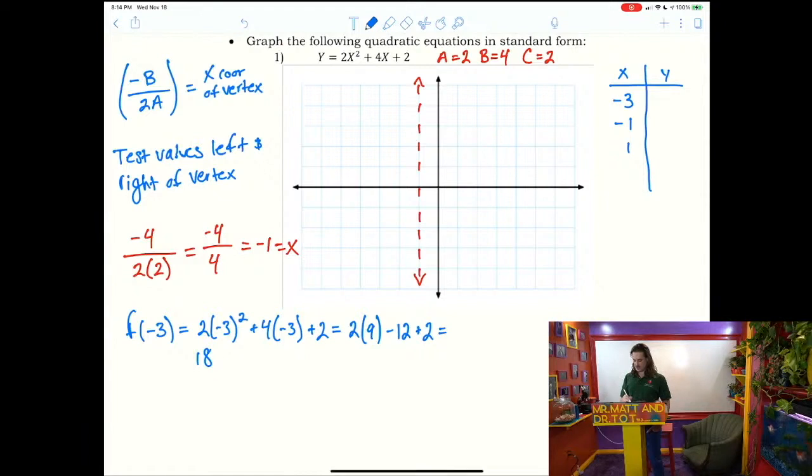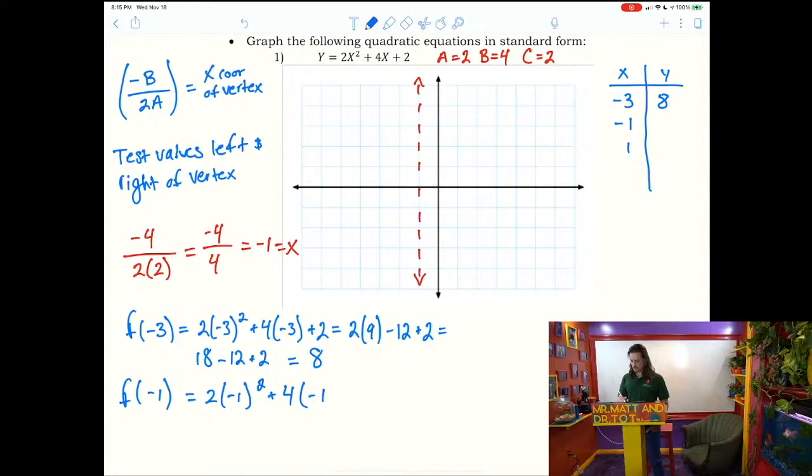If I test the value of negative 1, I'm going to get 2 times negative 1 squared plus 4 times negative 1 plus 2. Negative 1 squared is positive 1, so I'm going to get 2 times positive 1. Negative 1 times 4 is negative 4, so that's going to turn into minus 4 plus 2. 2 times 1 is 2, so I'm going to get 2 minus 4 plus 2. 2 plus 2 is positive 4. Positive 4 minus 4 is 0. So at negative 1, y is equal to 0.